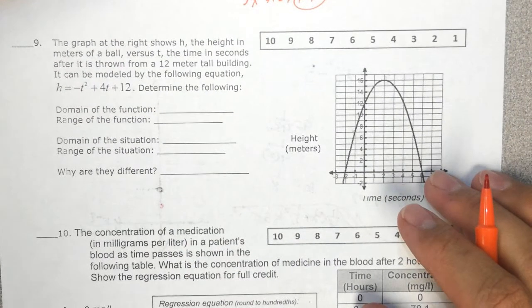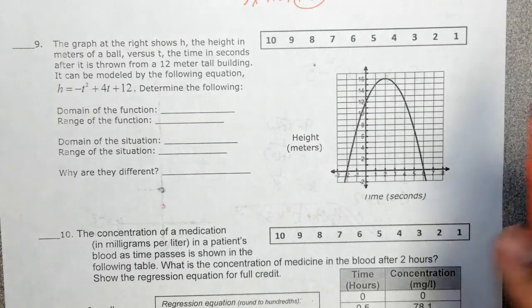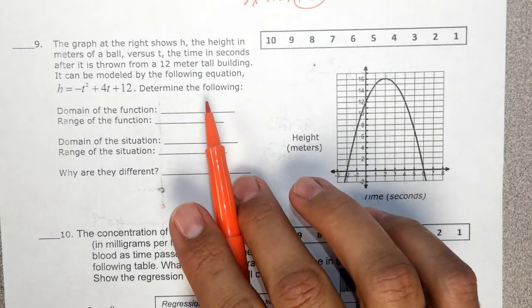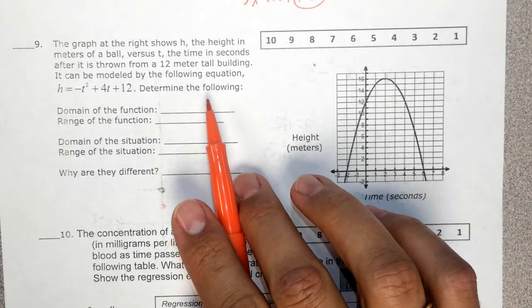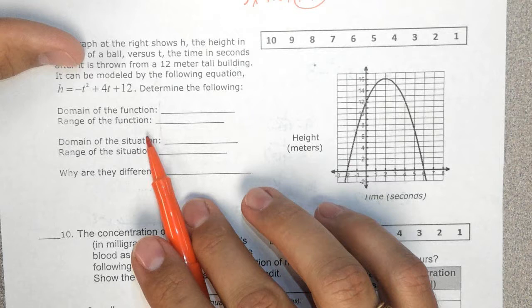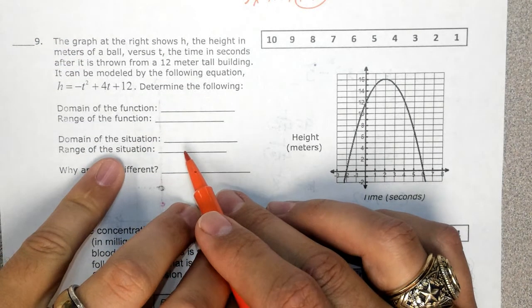Number 9, the graph at the right shows h, the height in meters of a ball, versus t, the time in seconds after it is thrown from a 12-meter tall building. It can be modeled by the following equation. What's the domain? What's the range? What's the domain of the situation and the range of the situation?